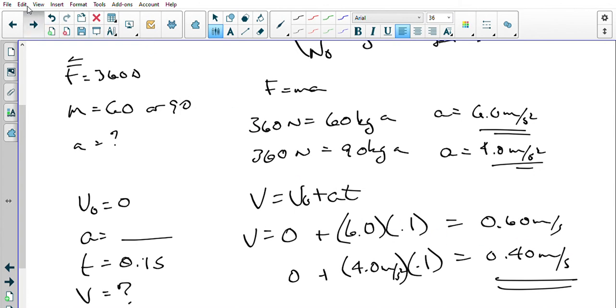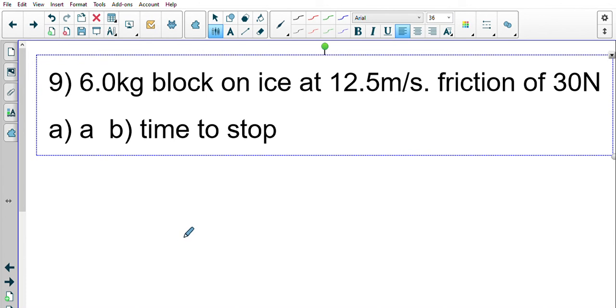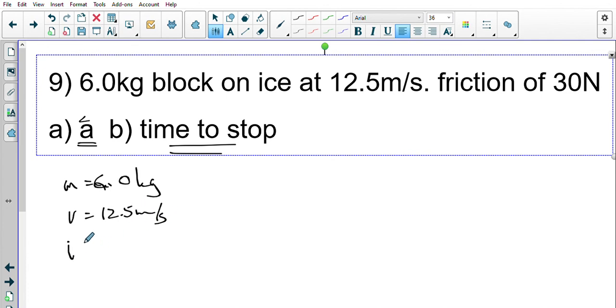All right, final question, question number 9. We've got a 6 kilogram block on ice traveling at 12.5 meters per second. There is a frictional force of 30 newtons. What is the acceleration? And how long does it take to stop? So we know our mass is 6.0 kilograms, velocity 12.5 meters per second, force of friction is equal to 30 newtons.